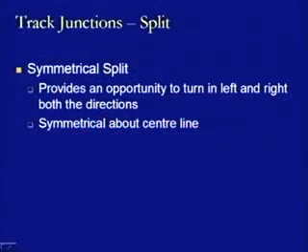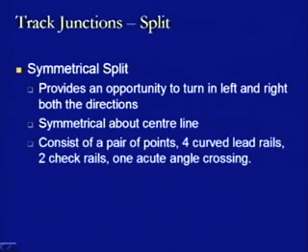So, in the previous two cases what we have seen is that even the main line along with the turnout were both having curvature. In the previous case it was turning either to the left or to the right, but in this case it may be taking a turn to both left and right, and it is symmetrical about the center line of the initial profile, after which it is taking this type of split. So, if we look at the diagram of this one, what we will find is that it consists of a pair of points, 4 curved lead rails as we have seen in the previous cases, 2 jack rails and 1 acute angle crossing.